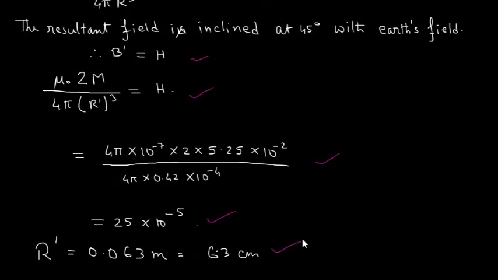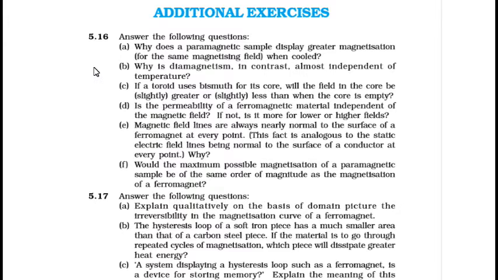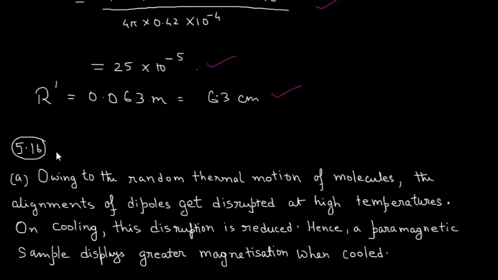Let us see the next question. Now let us see the additional exercise questions, that is 5.16. Answer the following question. A. Why does the paramagnetic sample display greater magnetization when cooled? Let us see the solution.